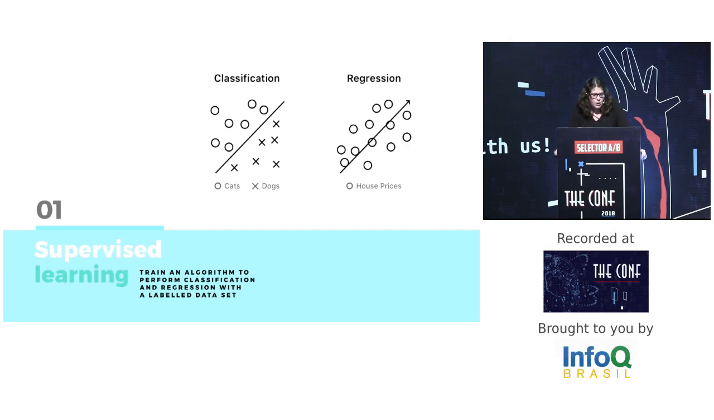For example, we can look at new photos and predict hashtags, or look at new house features and predict the price. If the output we are trying to predict is a list of tags or values, we call it classification. If the output we are trying to predict is a number, we call it regression.